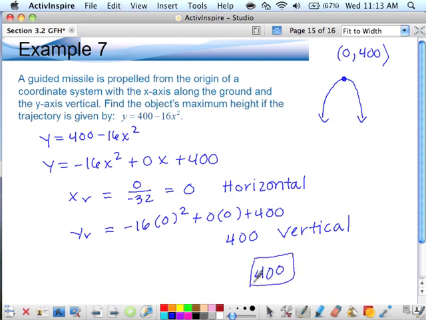So you have to choose there. You find the x and the y. You have to decide, what are they asking you? They were asking you to find the maximum height. Well, height is vertical. And since they said that the y variable represented the vertical, that's what we have to use as that answer.